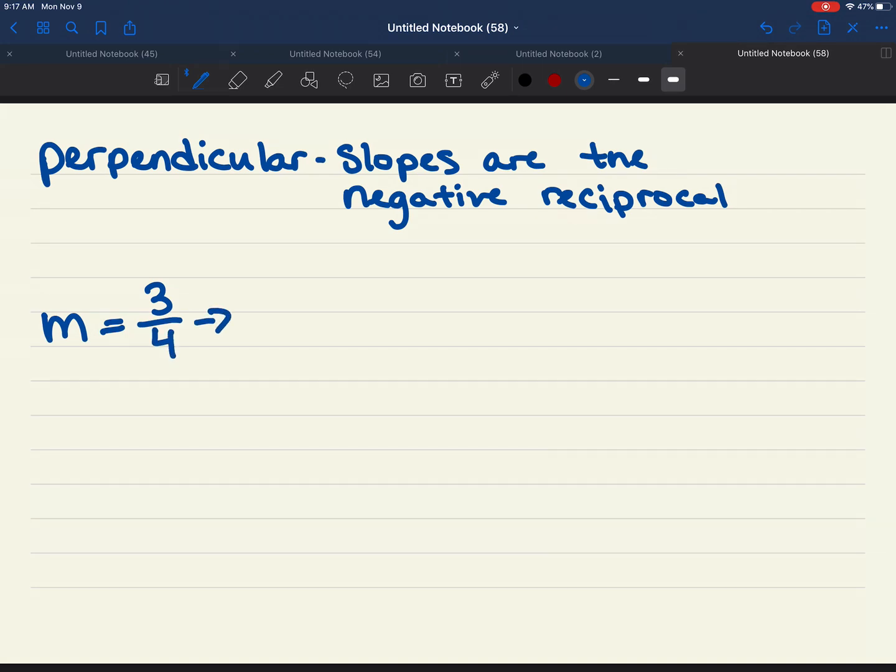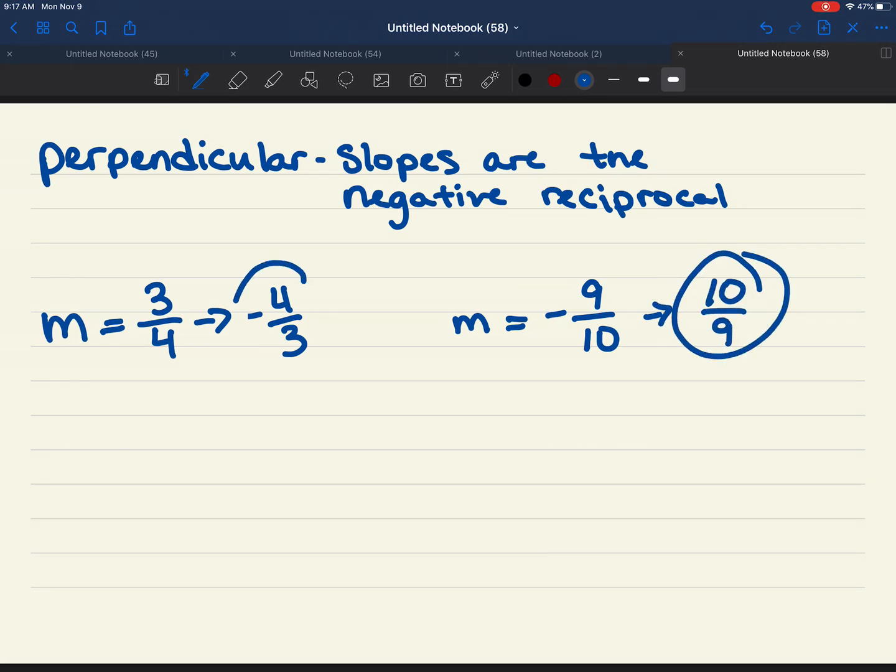If they give you a slope of 3/4, somebody raise your hand and tell me what would be the negative reciprocal of 3/4. -4/3. Thank you, even though you didn't raise your hand. Okay, somebody else. What about the negative reciprocal of -9/10? Reno? 10/9. Thank you. Change the sign, flip the fraction.